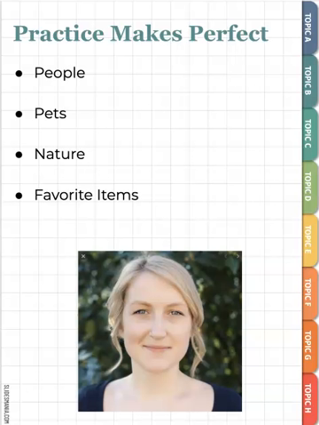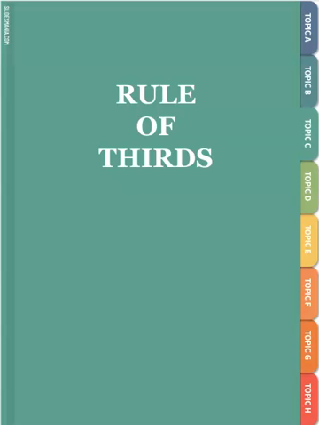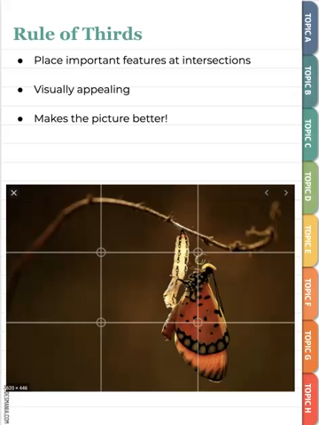How do you practice? You take pictures of people, pets, nature, or your favorite items. You can take pictures of anything, and the more pictures you take following these rules, the better you will get at it. The first rule is called the rule of thirds. And I already briefly talked about this, but you are to place important features at the intersection. So if you break a photo up into 3x3, where those lines intersect, that's where you should put your important features.